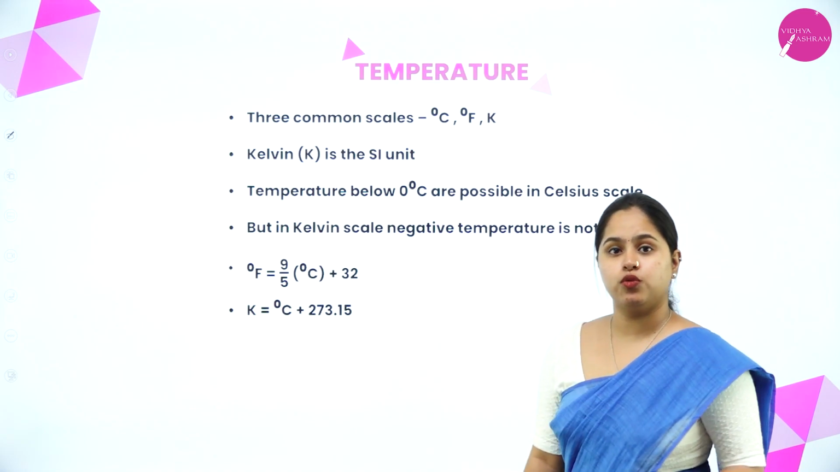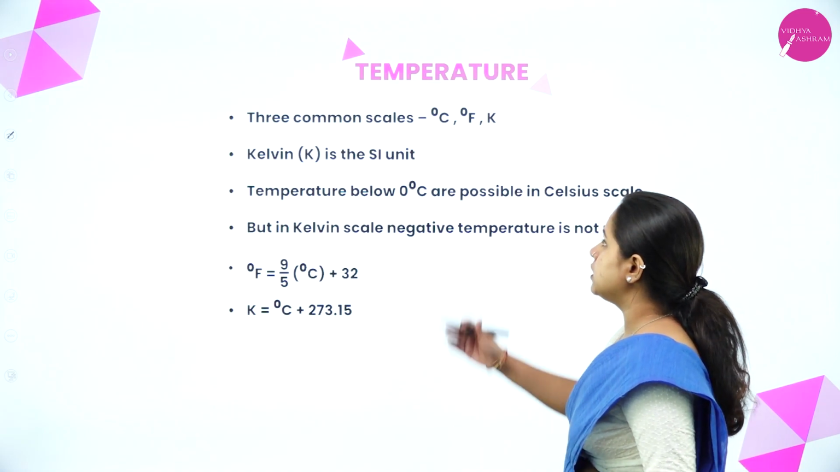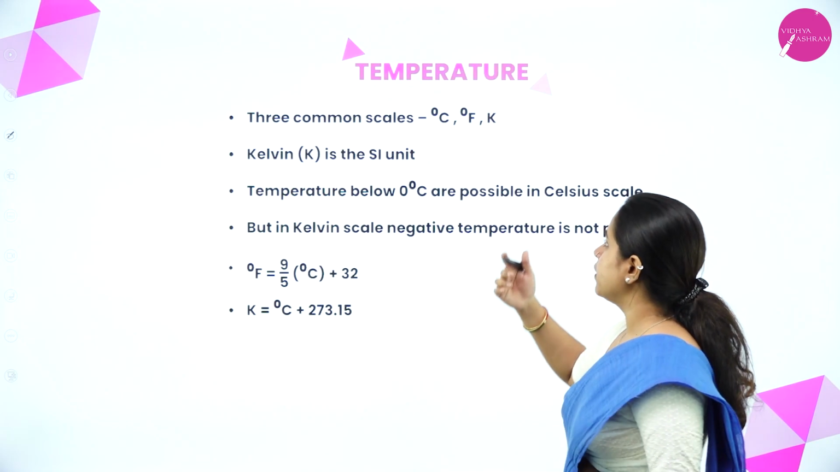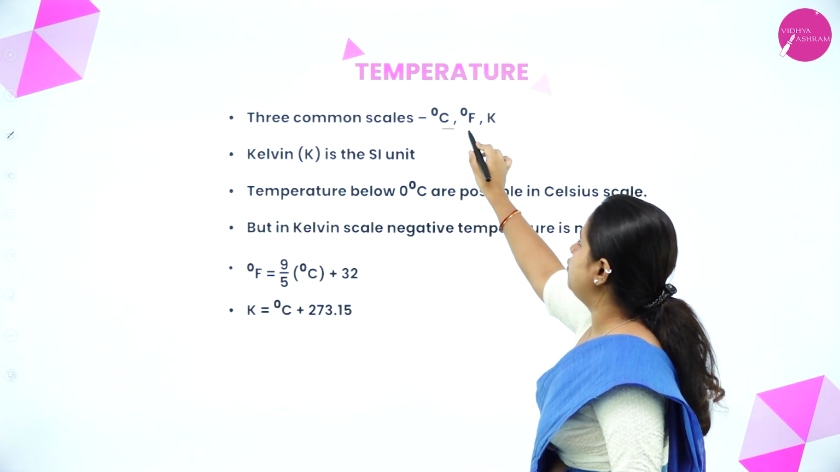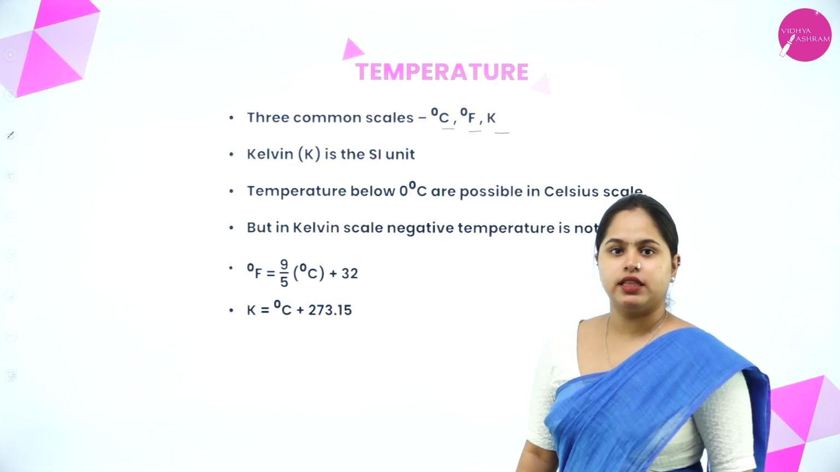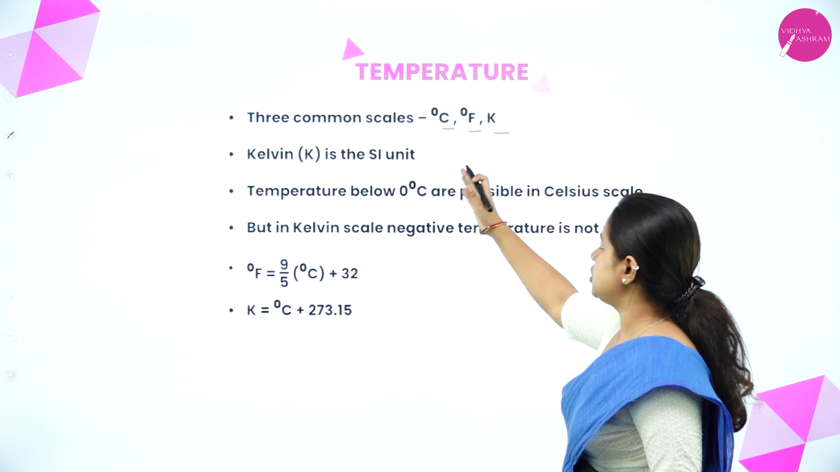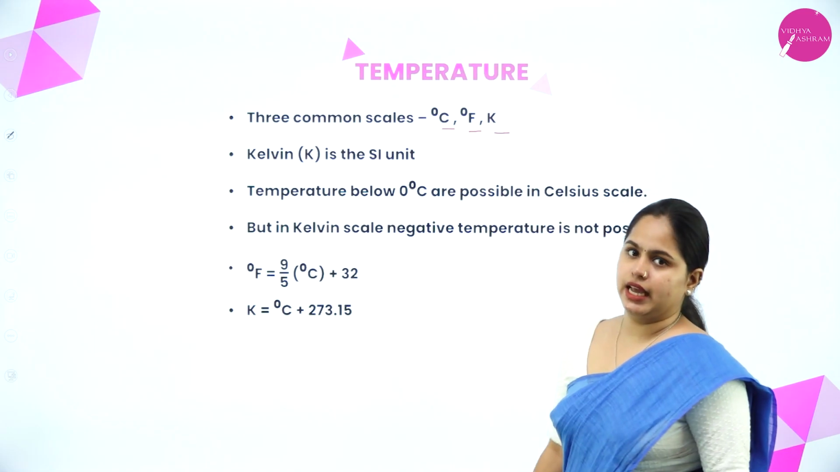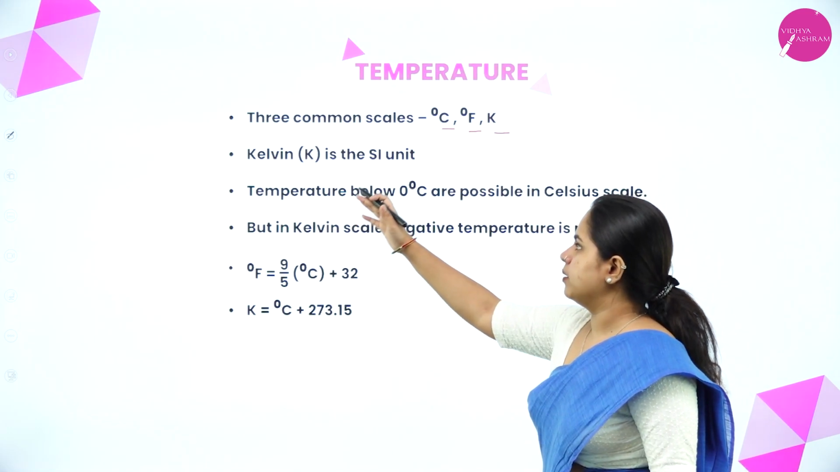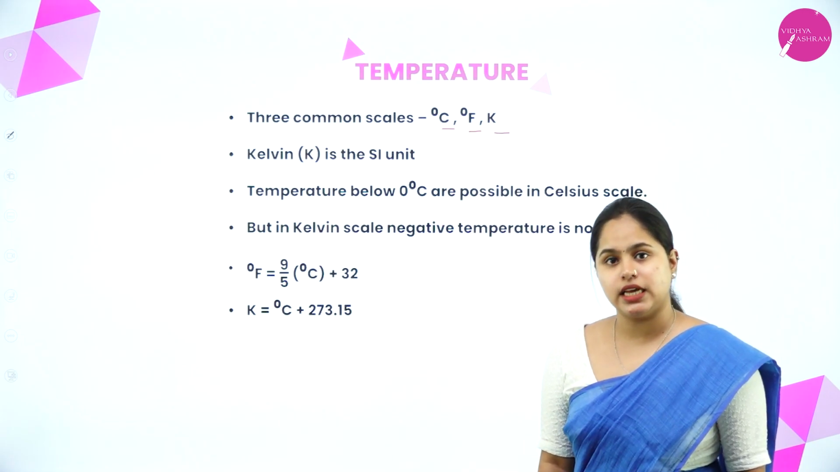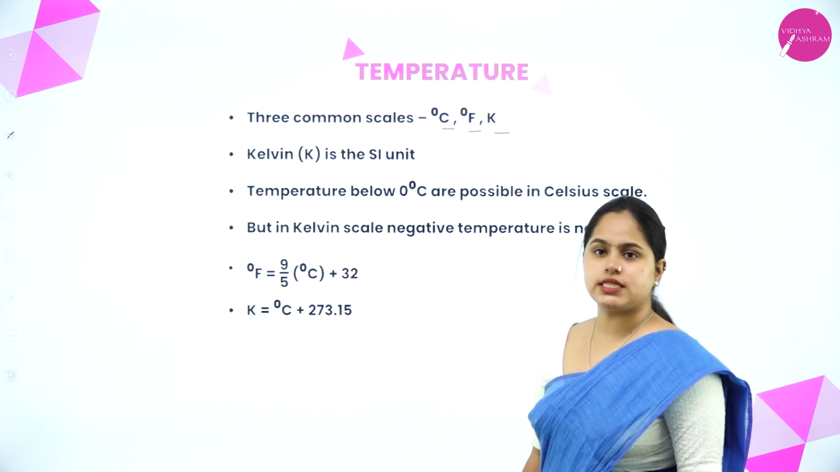Now let's move to the next one, that is temperature. The 3 common scales which are used to measure temperature are degrees Celsius, Fahrenheit and Kelvin. These are the 3 common scales that are being used: Celsius, Fahrenheit and Kelvin scale. So Kelvin scale is the SI unit. Out of these three, Kelvin is the SI unit for temperature, which is represented by the symbol capital K.